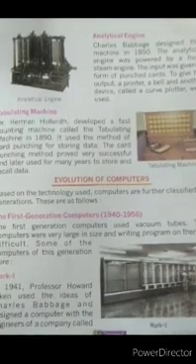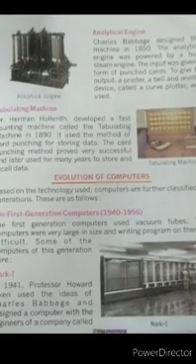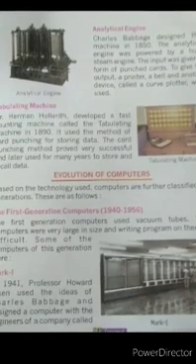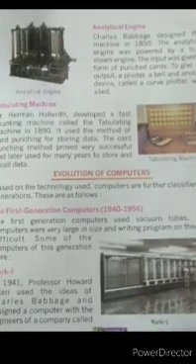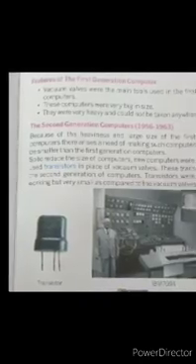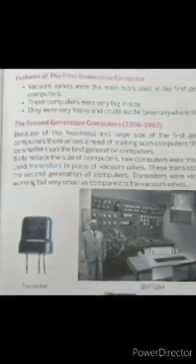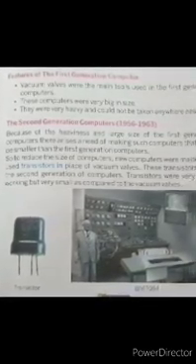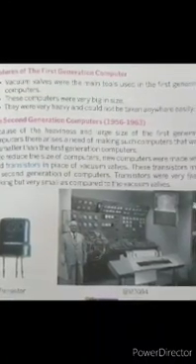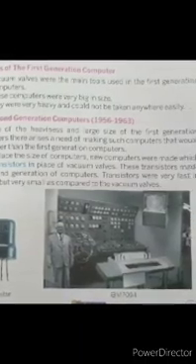Some of the computers of this generation were Mark I. In 1941, Professor Howard Aiken used the idea of Charles Babbage and designed a computer with engineers of a company called IBM, that is International Business Machines. This computer worked electromechanically without any manual efforts. It could perform addition, subtraction and multiplication. This computer was named as Mark I.